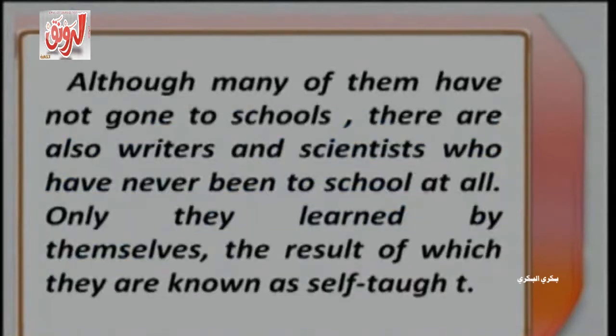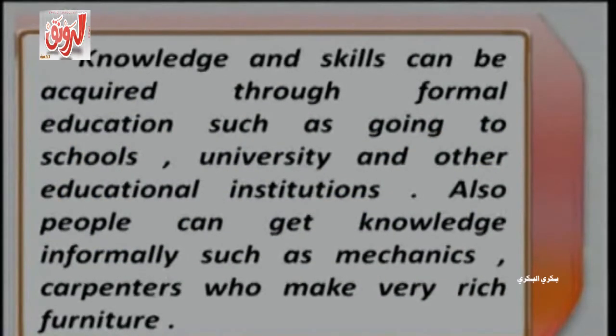If you go back to the passage, knowledge and skills can be acquired through formal education. What comes after? Such as going to schools, university, and other educational institutions. These are details. These are examples. We never need them at all. You should only bring the fact without any detail, without explanation, without definition. You see? If you go further, also people can get knowledge informally.